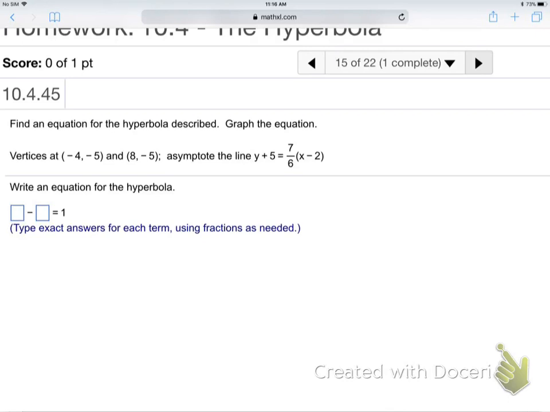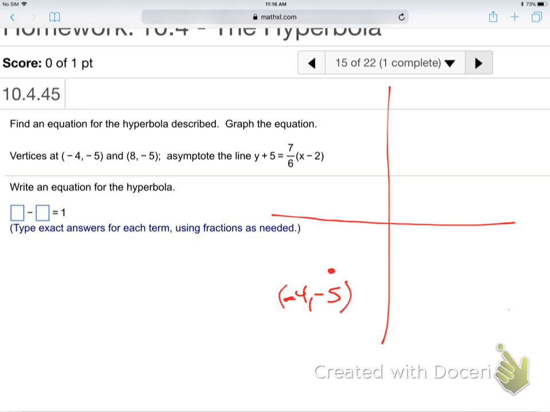Okay, so they're giving me a couple vertices and then an asymptote line equation. Yeah, let's try that. So here we go, let's put the dots on there. They're all down 5. So back 4 down 5, like here. Back 4 down 5, over 8 down 5. So I got those two dots. Those are the two vertices.